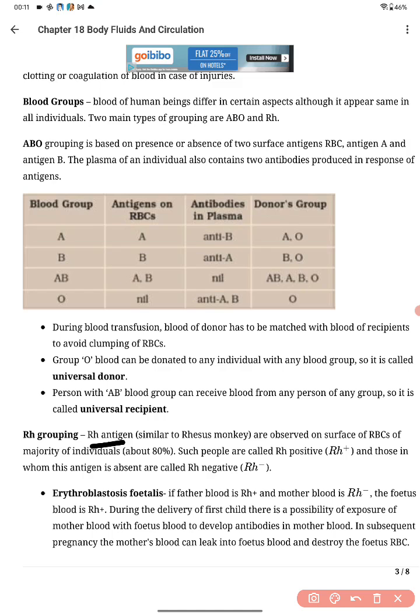About 80% of individuals have this Rh antigen on the RBC. Such people are called Rh positive because they have the antigen. And those in whom this antigen is absent are called Rh negative. So 80% of people have Rh antigen and are Rh positive; those who don't have Rh antigen on their RBC are Rh negative.